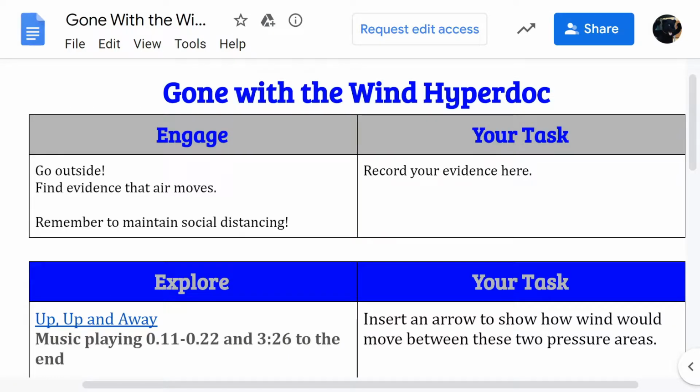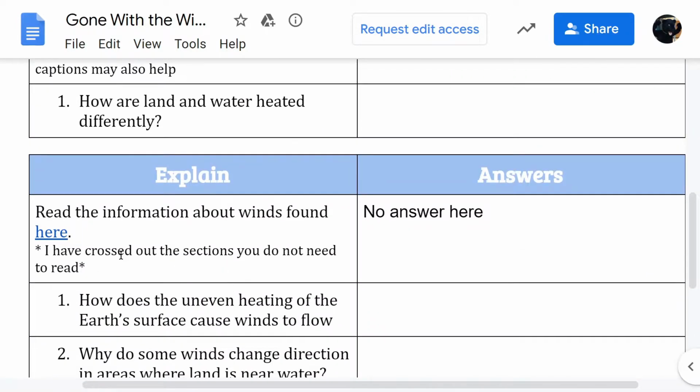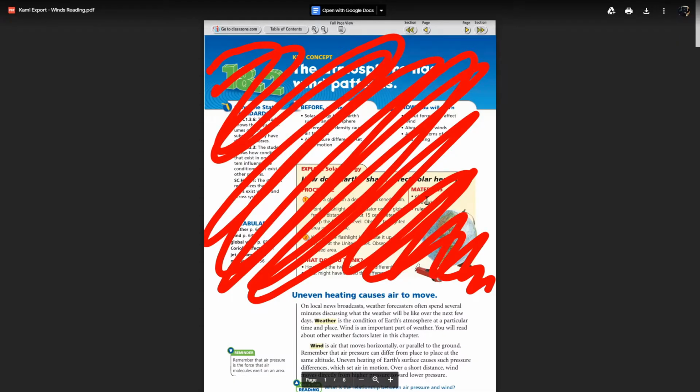So on your hyperdoc, as you're working through it, you have the first YouTube video, and then where it says read the information about winds found here. When you click on this link, it will bring you to this article, and that is what I'll be reading.